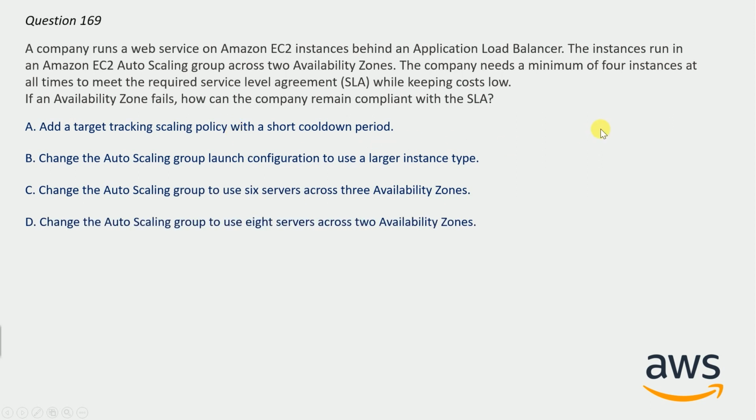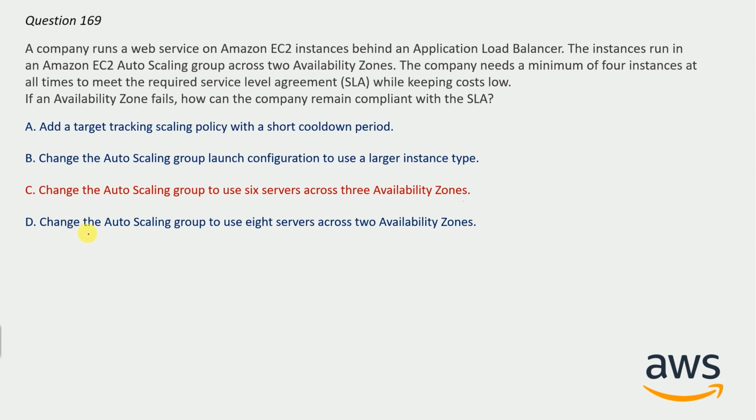And I will allow you enough time to guess the answer for this because this is a really tricky and easy question. So you should take your time and guess the answer. And I hope you have guessed the answer, and you have guessed that option D is correct. But the correct answer here is option C. Change the auto scaling group to use 6 servers across 3 availability zones.